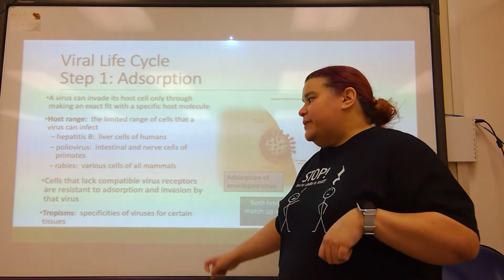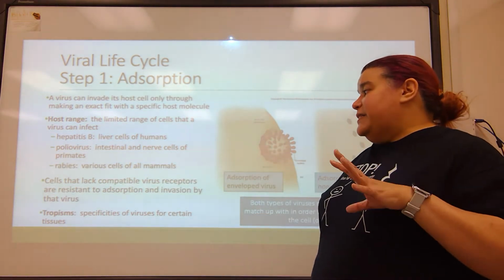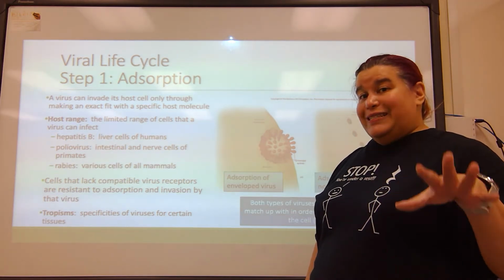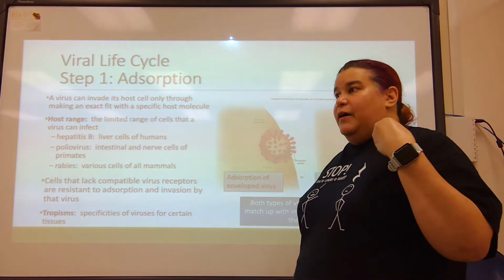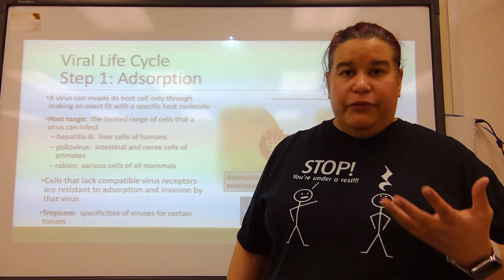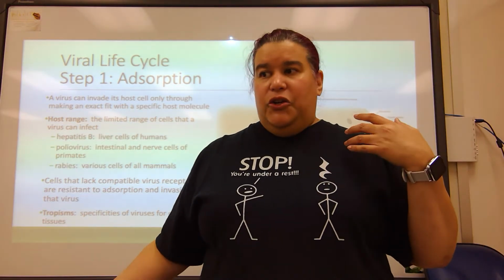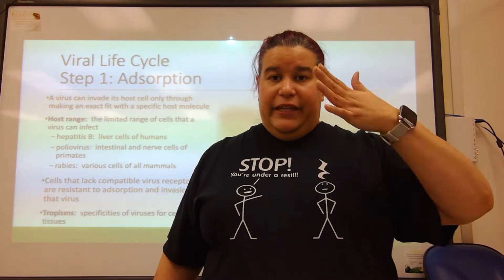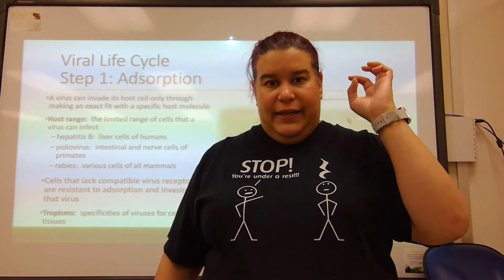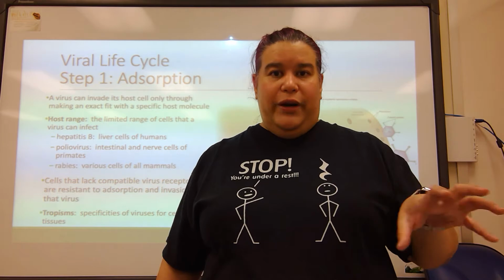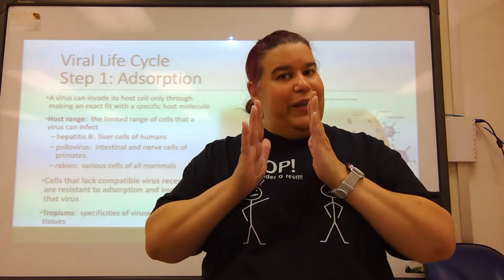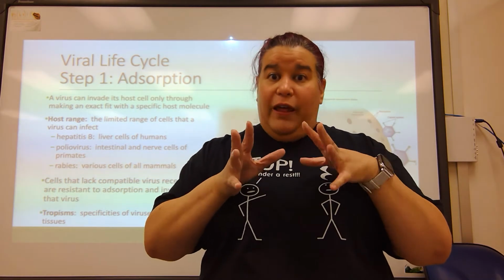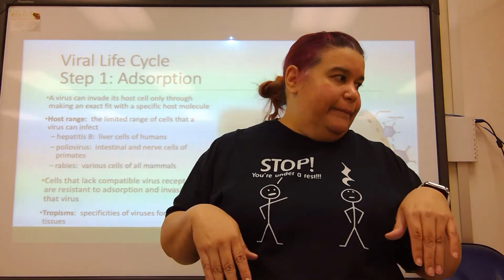Okay, tropisms. Specificity of viruses for certain tissues. Like I said about the flu, it goes to your lungs. You can put the flu in your leg, you can put it in your ear, you can put it in your eye, and it's not the right tissue for it to infect. Again, we've got that window. And if you're not in the window, you don't get it.